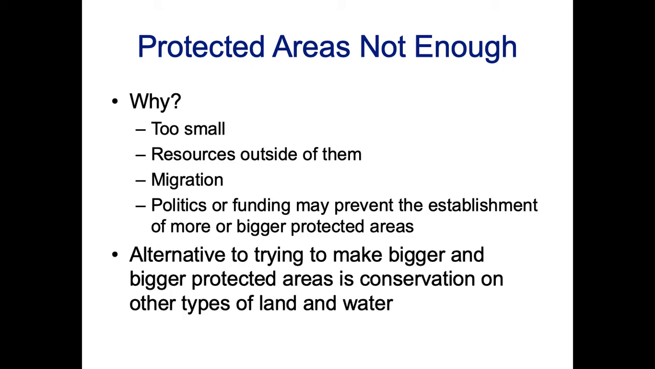So the alternative to trying to make bigger and bigger protected areas is conservation on other types of land and water. Some types of land use may not be conducive to protecting biodiversity, but some can at least help in small parts. Some can help in large parts.